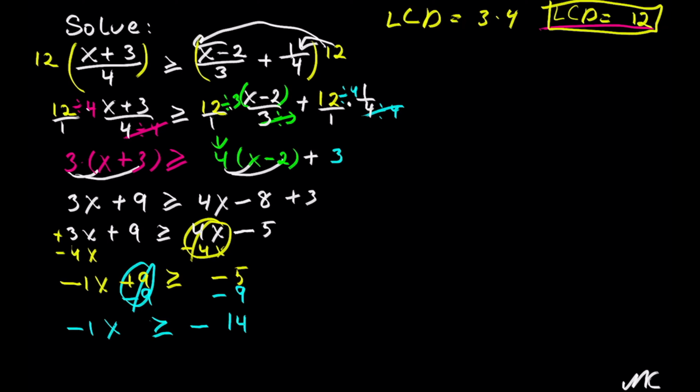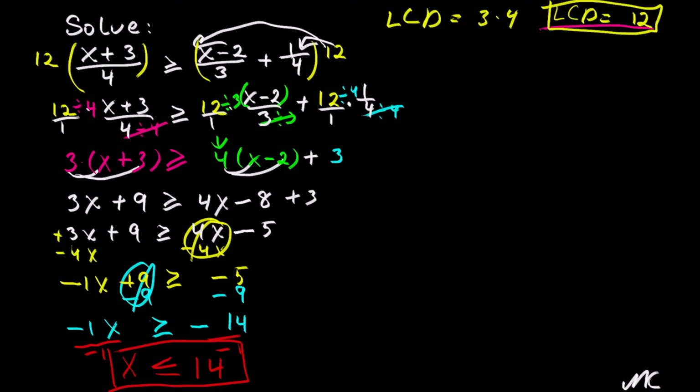Negative 1 of a variable is never a solution, so we need to make it positive by multiplying or dividing both sides by negative 1. So let's divide both sides by negative 1. When we do that, we need to reverse the inequality. So instead of greater than or equal to, we get less than or equal to. Negative divided by negative, we get positive x is less than or equal to negative 14 divided by negative 1, which is positive 14. So this is our solution.